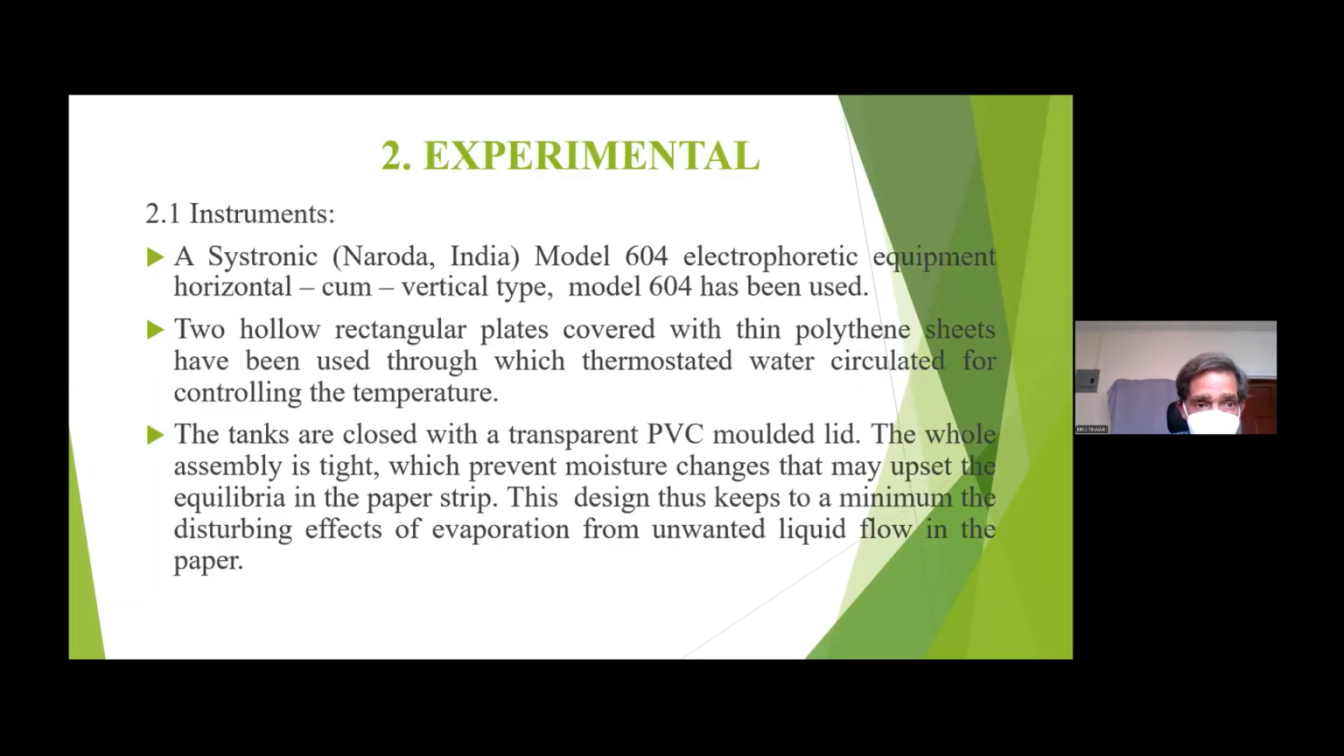Experimental. The instrument is a Systronics Naroda India Model 604 electrophoresis equipment, horizontal cum vertical type. Two hollow rectangular plates covered with thin polythene sheets have been used, through which thermostated water circulates for controlling the temperature. The tanks were closed with a transparent PVC molded lid. The whole assembly is tight, which prevents moisture generation that may upset the equilibria in the paper strip. This design thus keeps to a minimum the disturbing effect of evaporation and unwanted liquid flow in the paper.